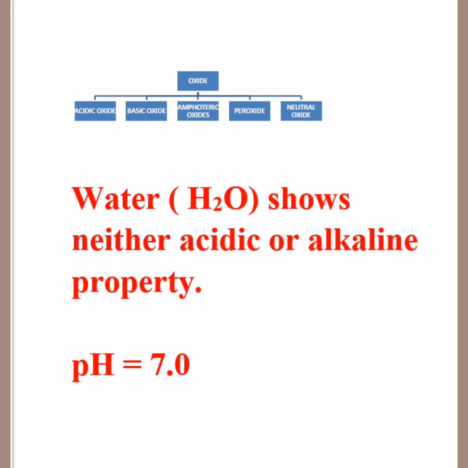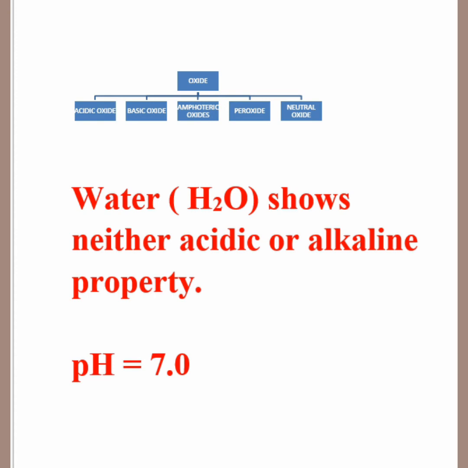Let us now discuss the neutral oxides. Water is the perfect example of such an oxide, showing a neutrality that is neither acidic nor alkaline. It has a pH value of 7, which is considered to be a landmark separator of acidic and basic property.